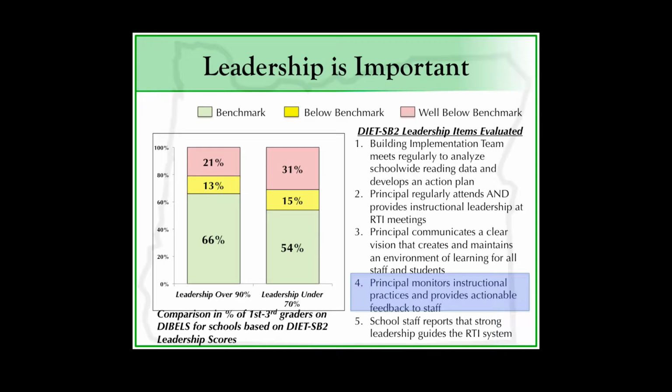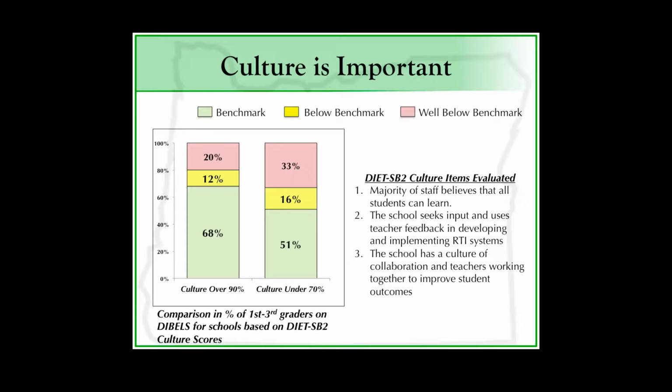In this session, we're going to talk about how a principal can support that monitoring of instructional practices that have been agreed upon, and including staff as a part of that. Because number 5 also talks about how the principal and leadership guides the RTI system. The other piece that we know is critical is culture. We have discovered that leadership and culture are our most indicative correlations to improving student achievement out of the 9 essential components. Schools that have higher leadership scores and higher culture scores have higher improvement in student achievement.